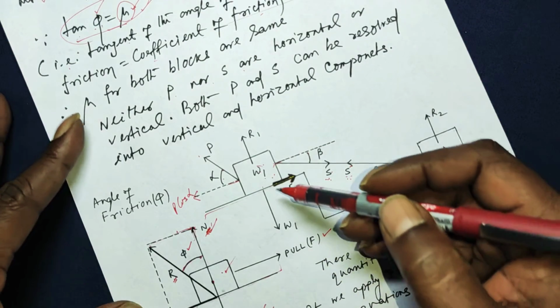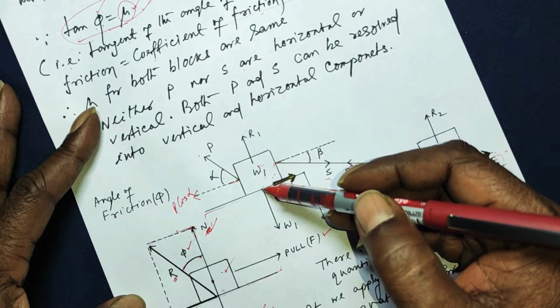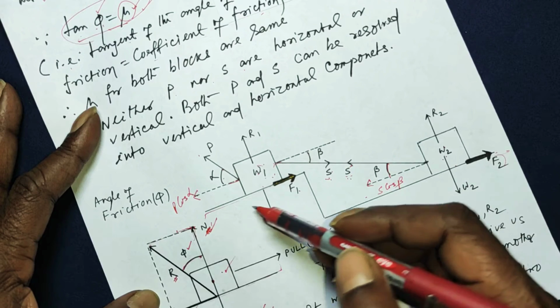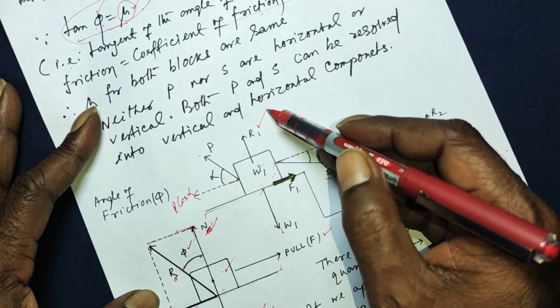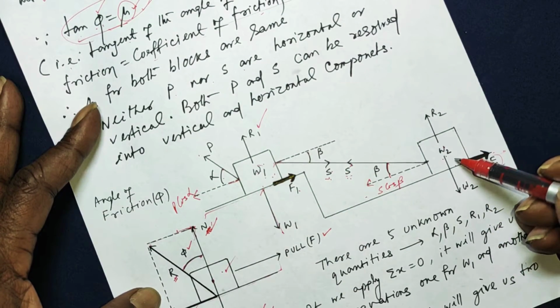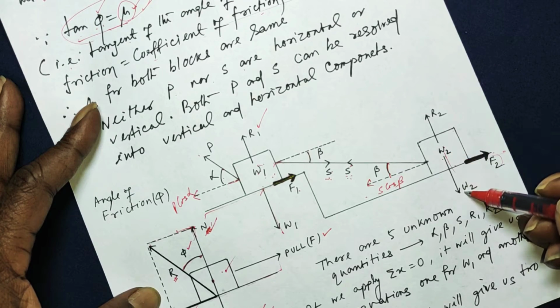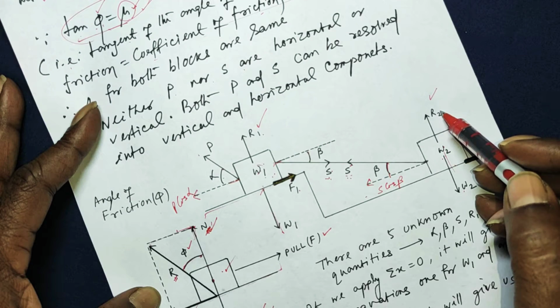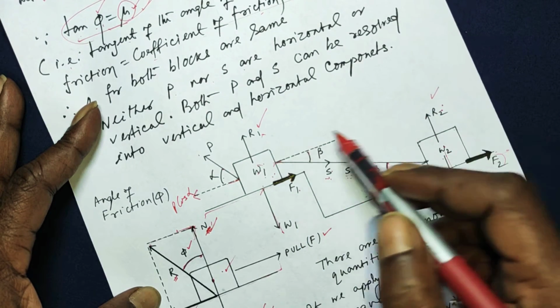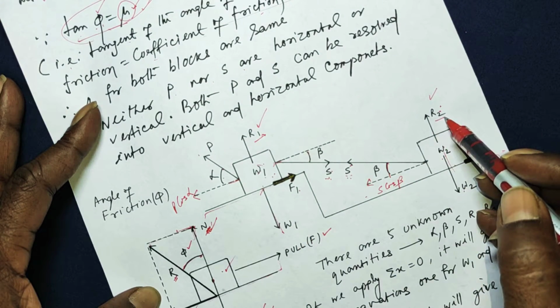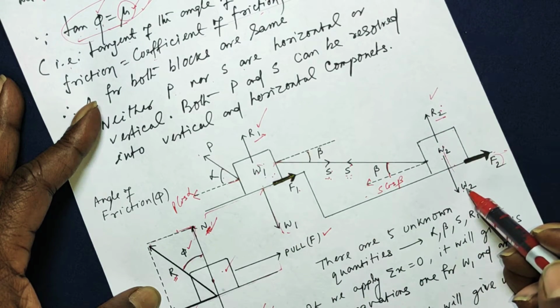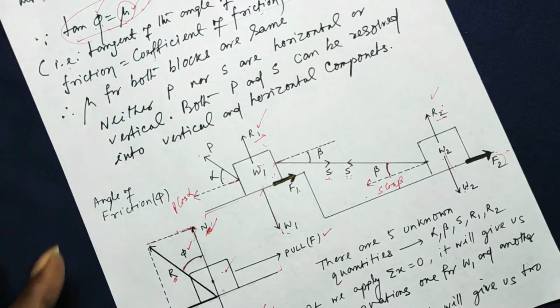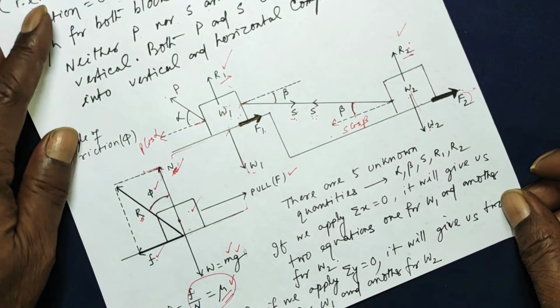Now the weight of this block is W1 acting downward. So let R1 be the normal reaction. Similarly here the weight W2 is to this side, so the reaction is R2. I have represented them as R1 and R2 with two different symbols because the weights are different, so the reaction forces will be different.